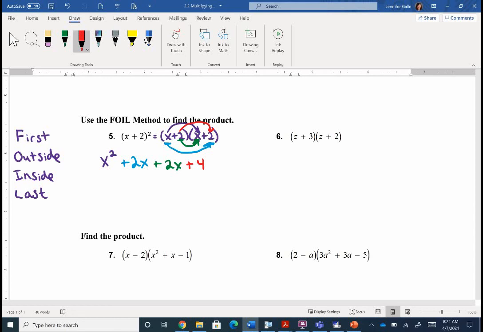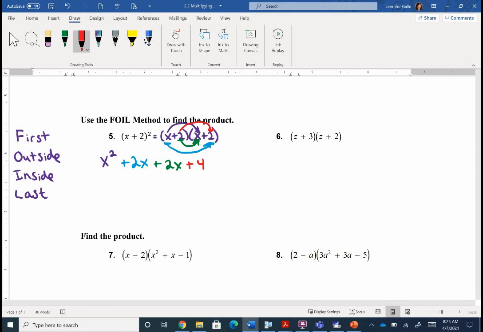So basically, this is how we would distribute when we just had one thing to worry about and we drew our arrows and made sure we got to each term. And if you draw it, you can kind of see it makes a little face. First, outside, inside, last. You should have 4 different terms. That's part of the reason you have that little acronym. You know it has 4 letters. You should have 4 terms as your end result.